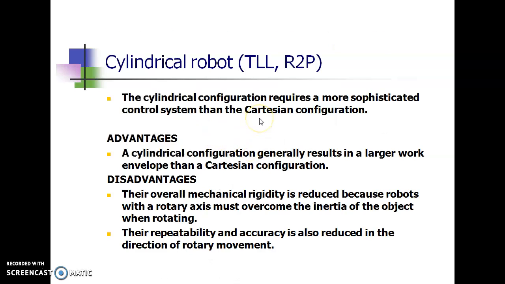When you compare with the Cartesian coordinate system, we need a more sophisticated control. In the case of the Cartesian coordinate system, the control system is very simple, but the complexity of the control system rises in the case of cylindrical configuration. So the cylindrical configuration requires a more sophisticated control system than the Cartesian configuration.